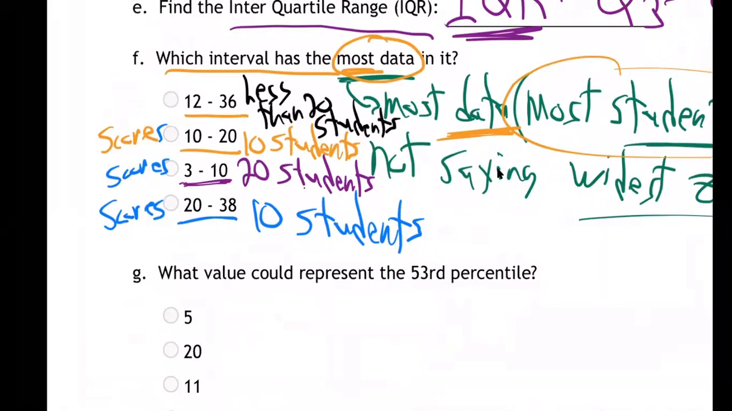3 to 10. Exactly. Everybody seeing that? Here's our answer. 3 to 10. Why? Because it has 20 students in it. 20 is more than 10 and 10. And this one up here was close, but it had less than 20, remember? So 20 students in the 3 to 10 range. Even though 3 to 10 is not the widest range there, it does have the most data. It does have the most students in it. Does that make sense?